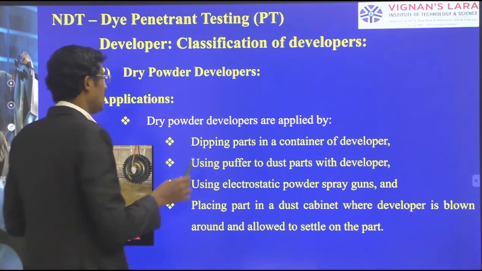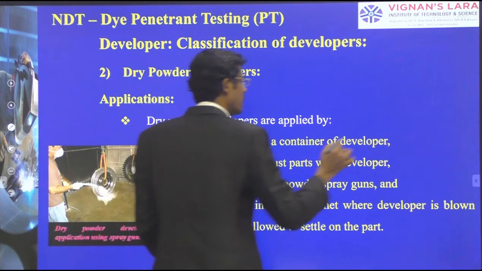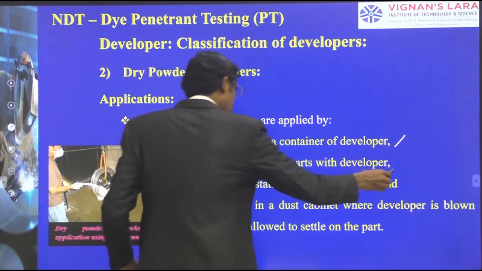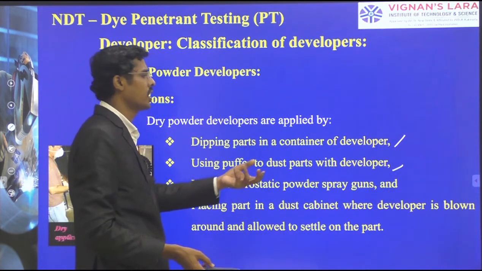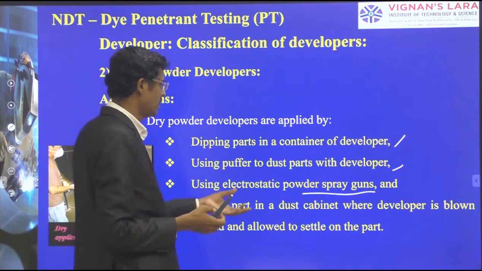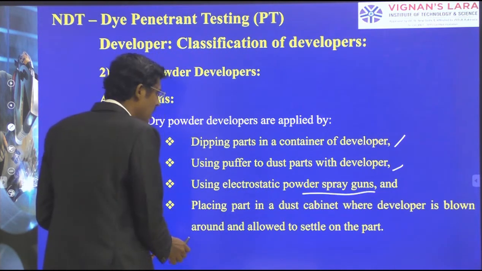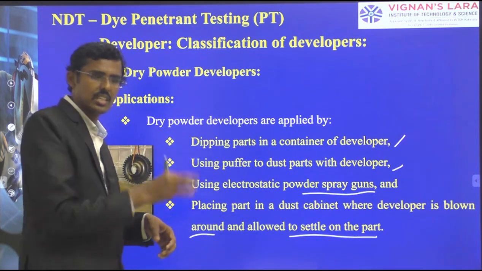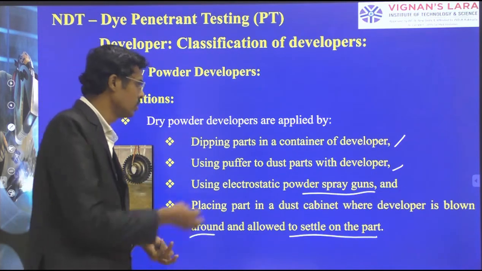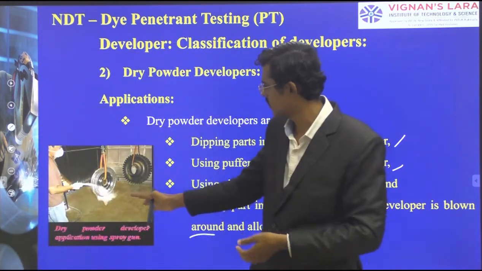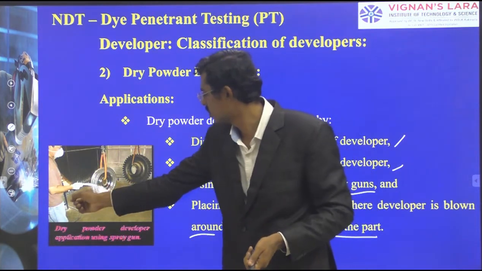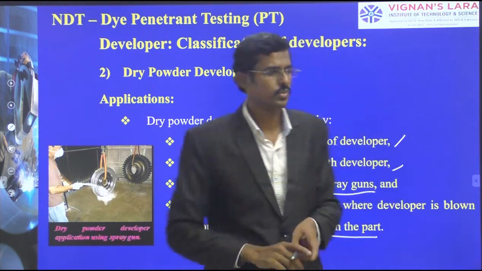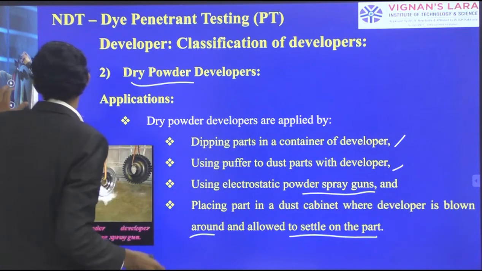Applications of these dry developers. Dipping a part in a container of developer can be done. Using a puffer to dust parts with the developer, or maybe using electrostatic powder spraying guns. Or placing a part in a dust cabinet where the developer is blown around and allowed to settle on the part. Any method we can use. Maybe spraying or dipping or dusting. See, one photo I have given here. In this photo, powder is sprayed over there, and the sample is hanged. So this is one type. Any method we can use for the dry powders.